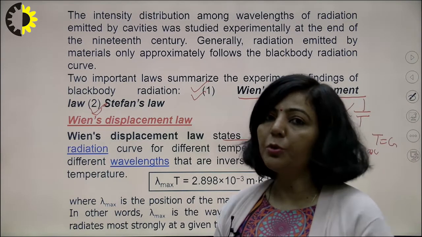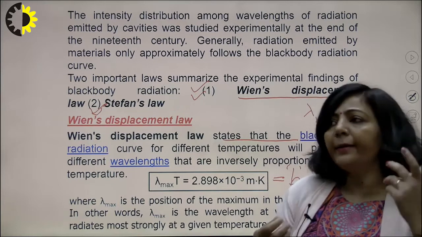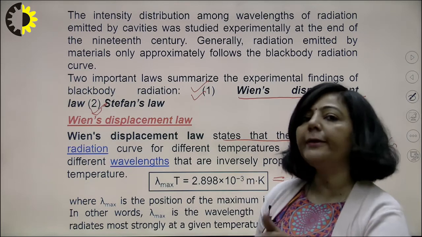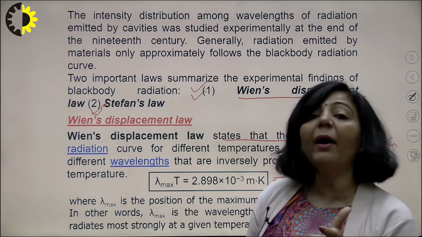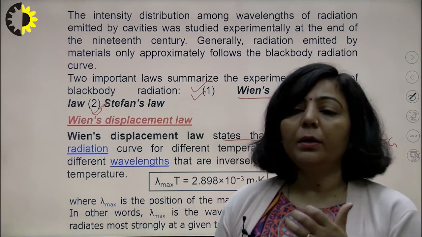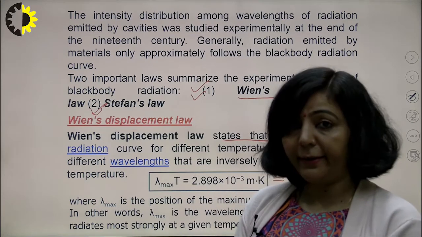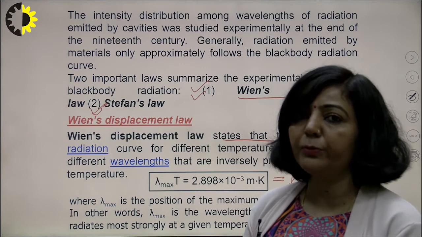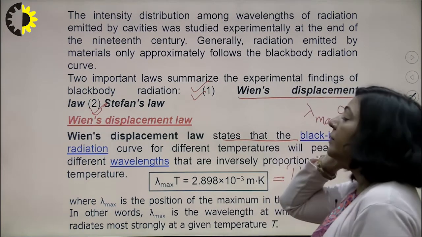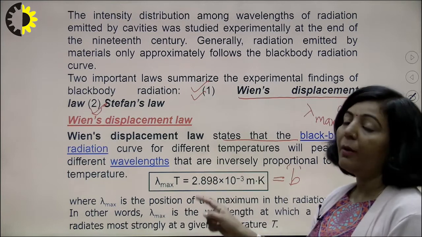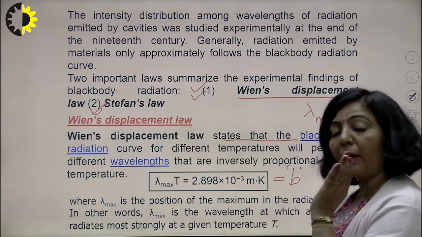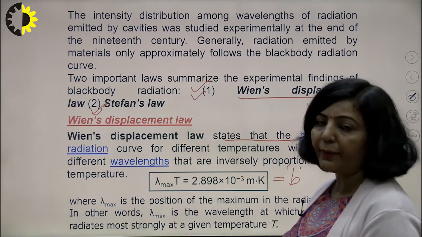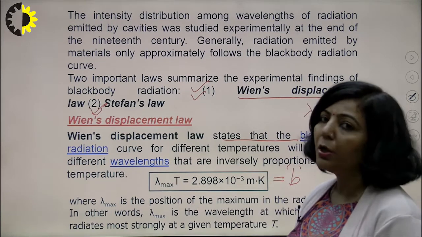Suppose you are getting light of 5500 angstrom from a particular object, and you have to find the temperature of that object. So, what I am saying is, you have an object and you are getting electromagnetic radiation of 5500 angstrom from that object, and you have to estimate its temperature. How will you estimate the temperature? You will estimate it using this displacement law. Because you are getting light of 5500 angstrom, it means that lambda max is 5500 angstrom. So lambda max into T will be equal to this constant, and you can estimate the temperature.